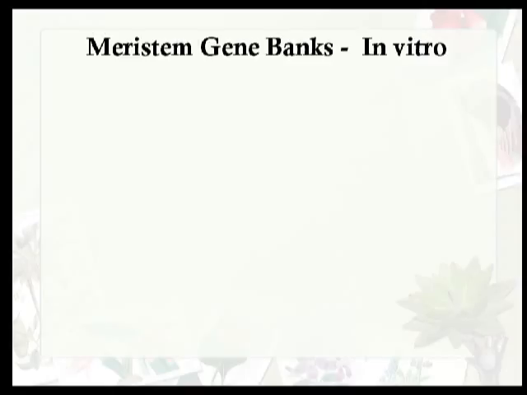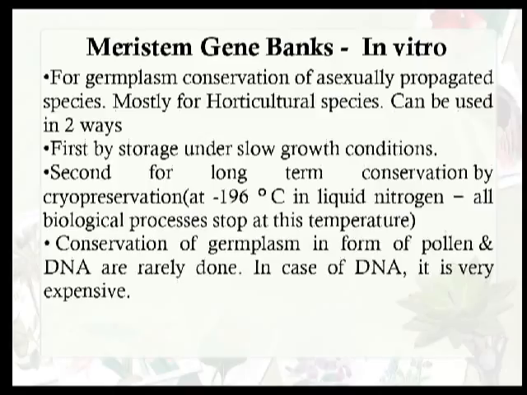Third and last type of gene bank is the meristem gene bank. Again, we had seen one was the seed, second was the field gene bank, and third is meristem. So seeds which are orthodox can be stored through seed gene bank. Recalcitrant seeds and others which do not produce seed at all can be stored through the field gene bank. But such asexually propagated species can be stored through the meristem gene bank, that is, in tissue culture. We know what meristem is.